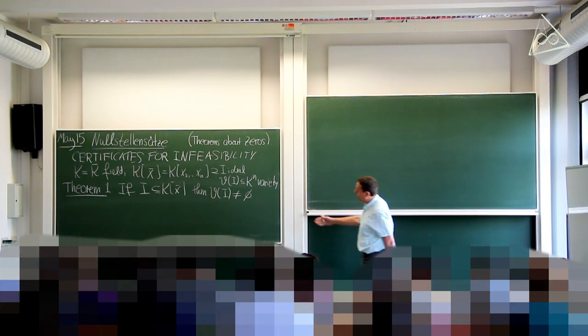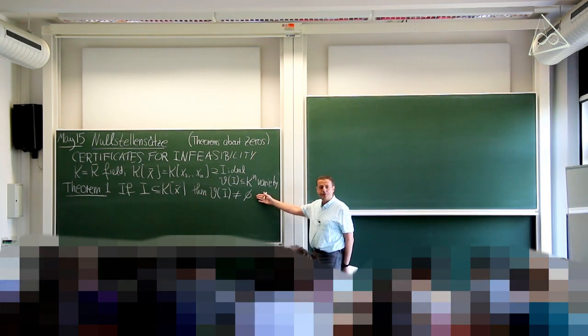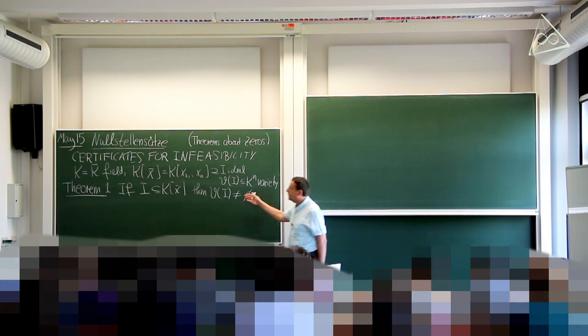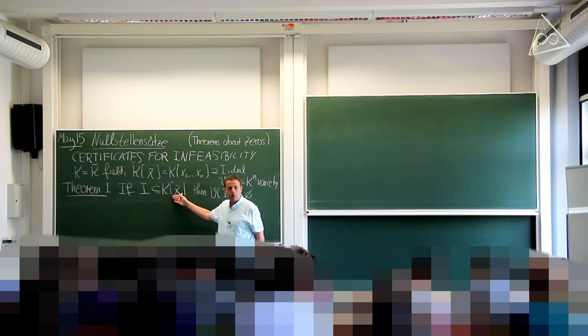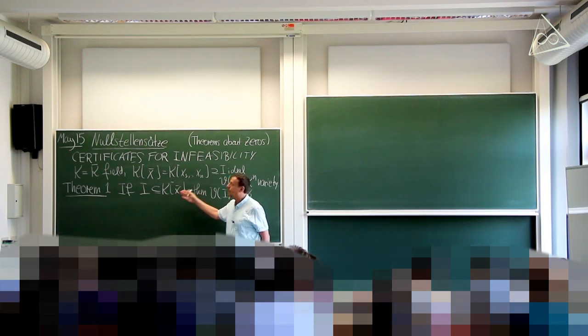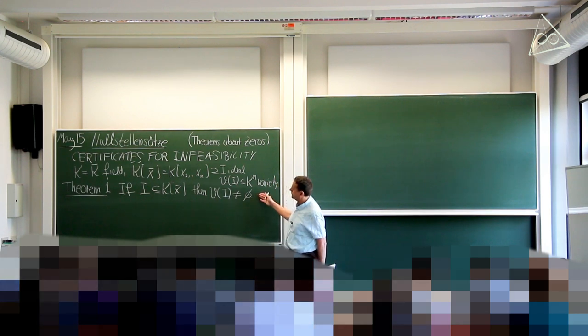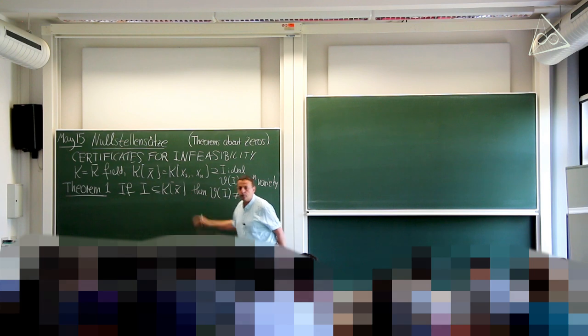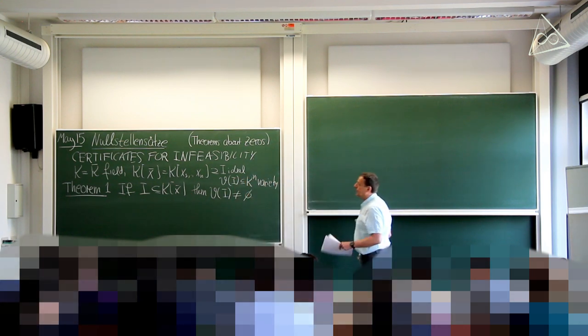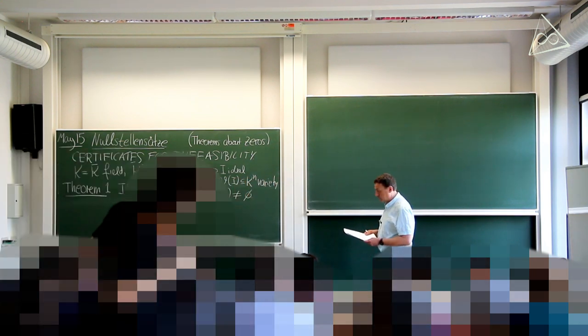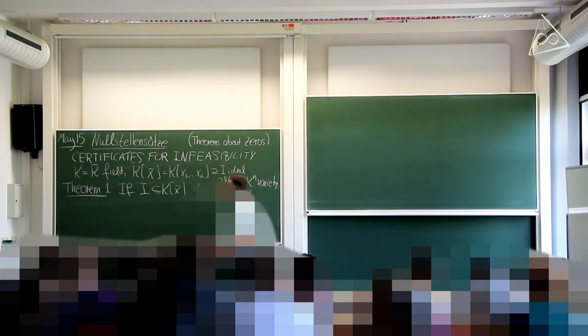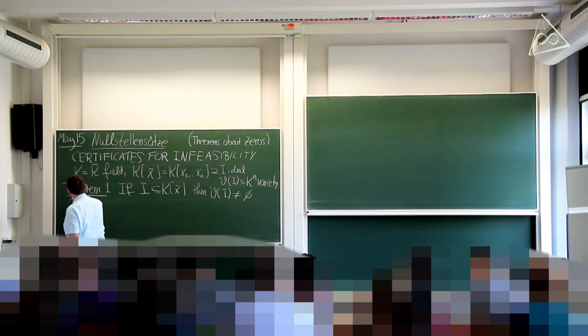Now you can read the contrapositive. The contrapositive says if the variety is the empty set, if our equations have no solution, then the ideal is the whole ring, or equivalently, one is in the ideal. Right? So this is equivalent to saying as soon as a system of polynomial equations does not have a solution, there's a partition of unity, you can write one as a polynomial linear combination of the generators. So I'd like to give you the proof.